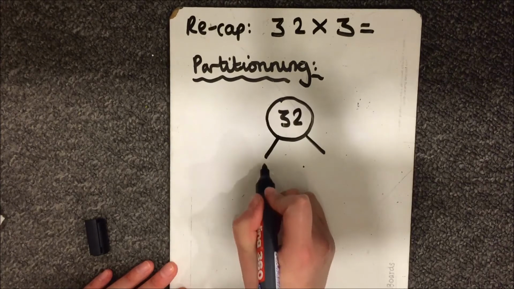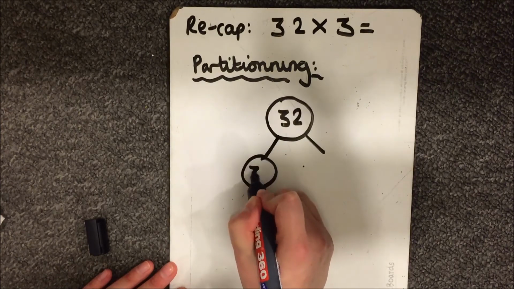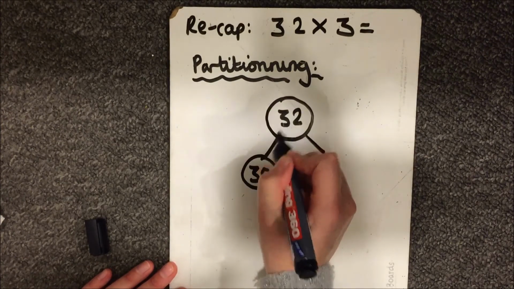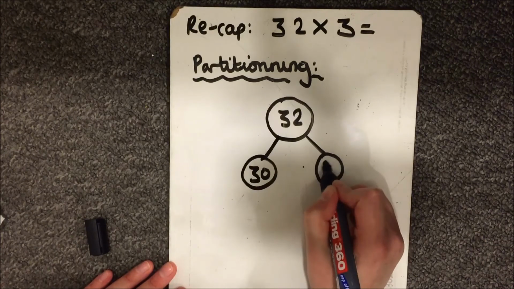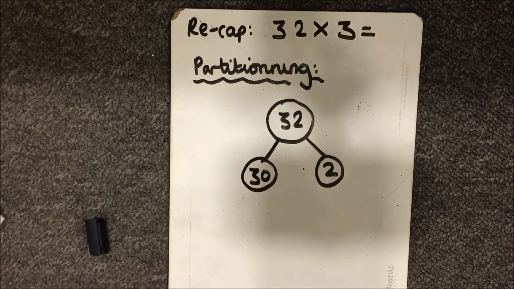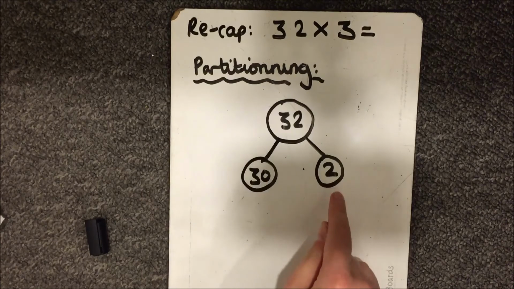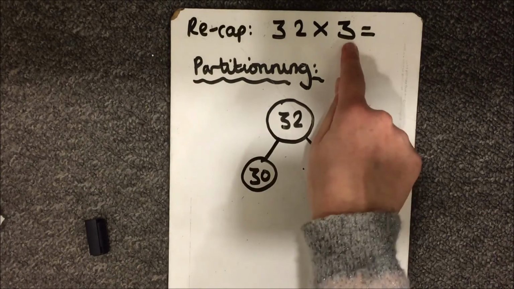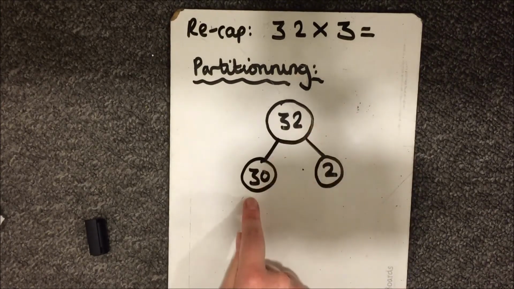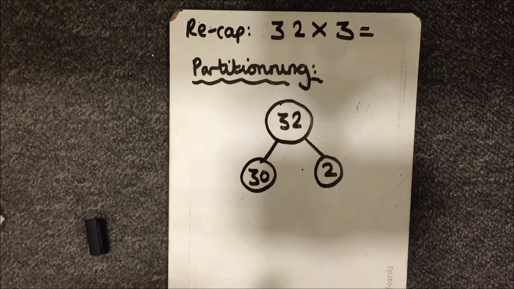Pause the video. Have you partitioned it? You should have 30, because the 3 here means 3 tens and 2 ones. I would now like you to partition and then times your 2 by 3 and times your 30 by 3. Then add those totals up to get your answer, just like we did last time. If you're unsure, stay on the video with me.